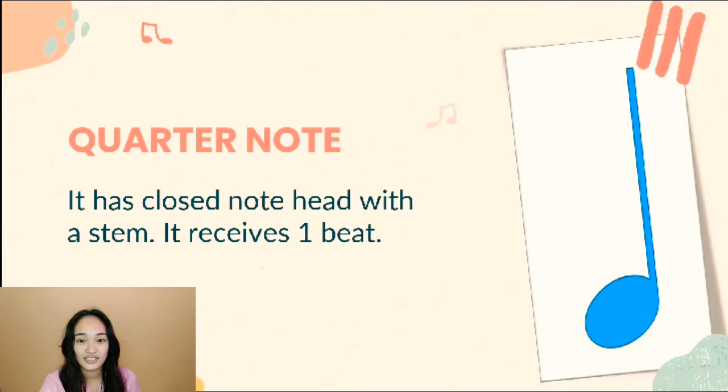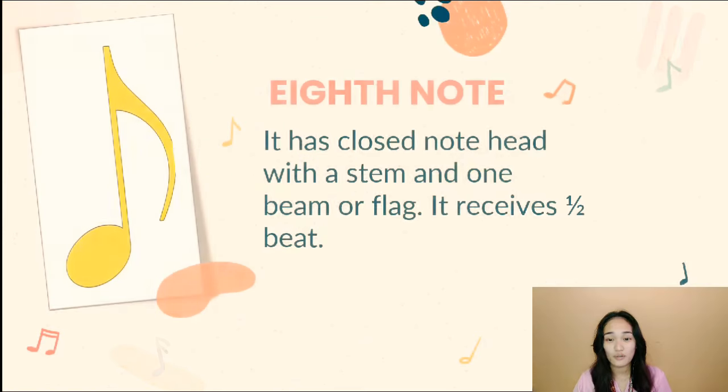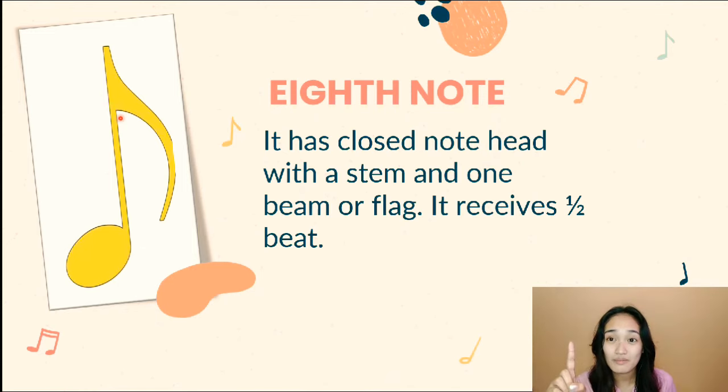And for the next and fourth note, we have eighth note. It has a closed note head with a stem and 1 beam or flag. Again, eighth note already has 1 beam. The closed note head is shaded and with a stem and 1 beam or flag. It is called eighth note. And eighth note receives 1/2 beat.